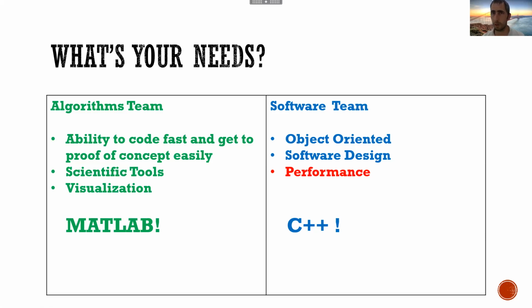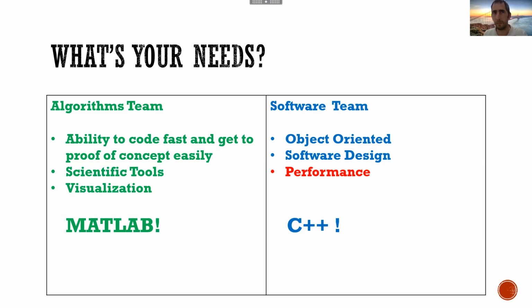MATLAB is a standard in the university for research. It is a high-level language with minimum code overhead. You can develop your algorithm very fast. It was built for vectorial operations. It has great scientific toolboxes and great ways of visualization for your algorithm results. Really, it's a heaven for algorithms developers.